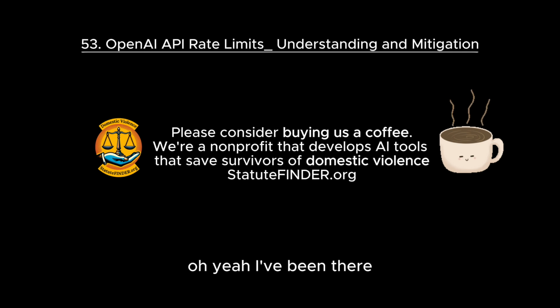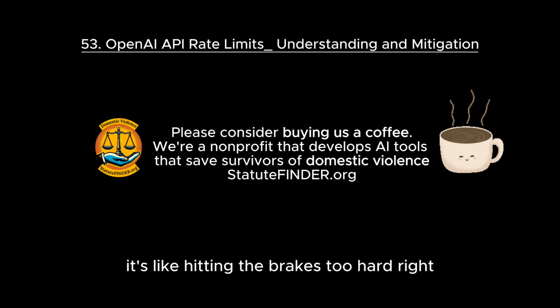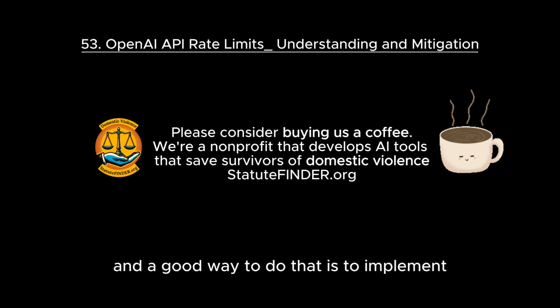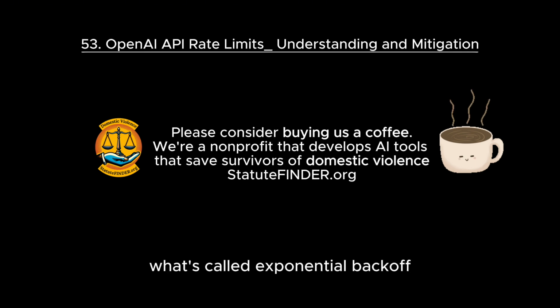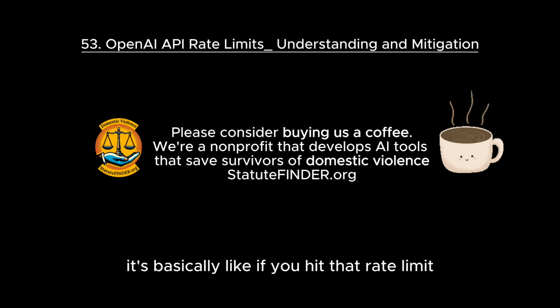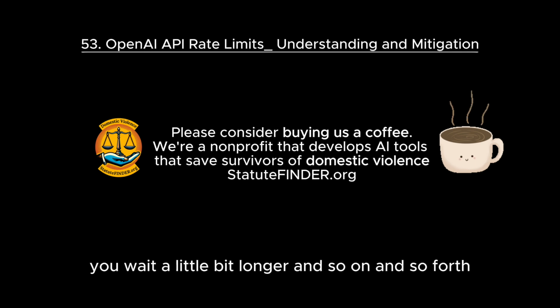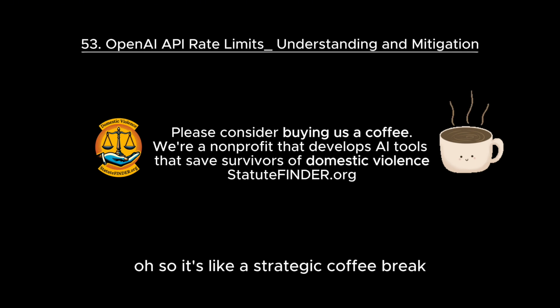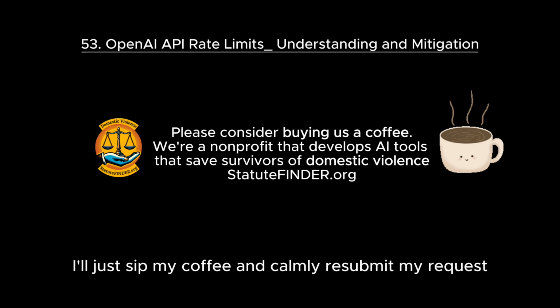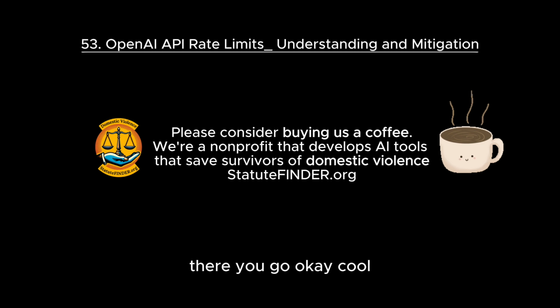Ugh, yeah, I've been there. Yeah, so it's basically saying, hey, slow down, can't keep up. Yeah, it's like hitting the brakes too hard. Right, you need to ease into it. And a good way to do that is to implement what's called exponential backoff. Exponential backoff. Yeah. It's basically like if you hit that rate limit, you wait a little bit and then you try again. And if you hit it again, you wait a little bit longer and so on and so forth. Oh, so it's like a strategic coffee break. That's a great way to think about it. All right, so I'll just sip my coffee and calmly resubmit my request. There you go. Okay, cool.